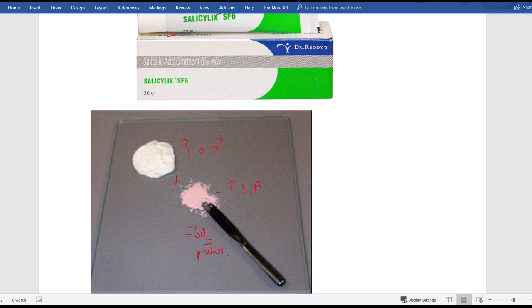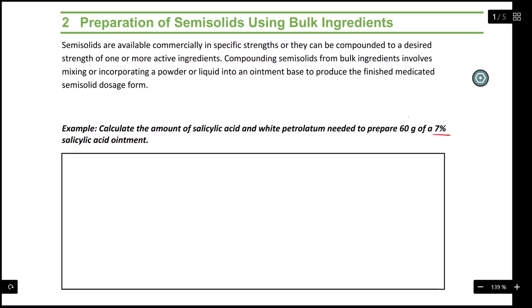So we have to answer two things. How much of this and how much of this do we need? So that when we mix them together, we have a 7% salicylic acid and 60 grams total. So let's work out the first thing. How much drug do we need?